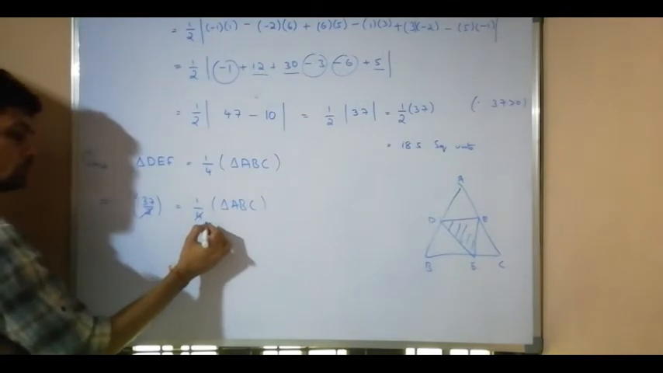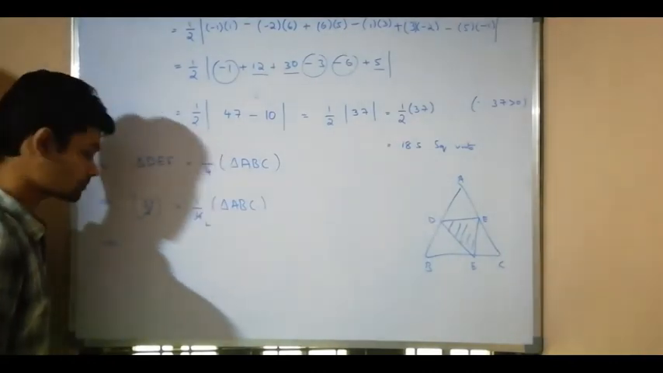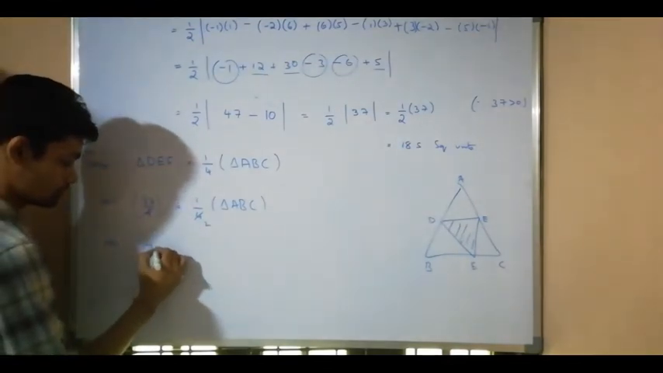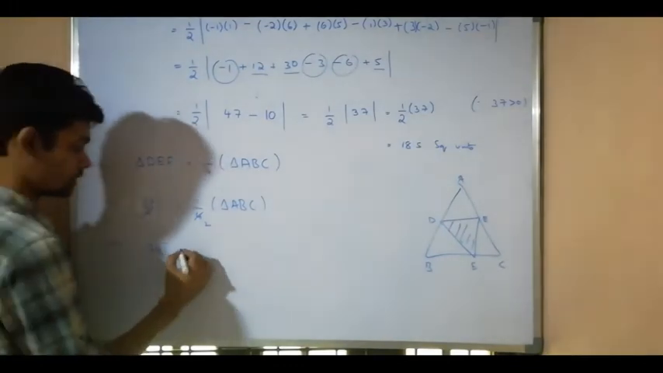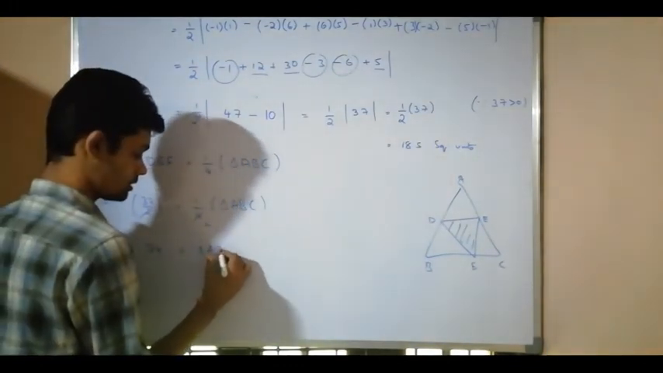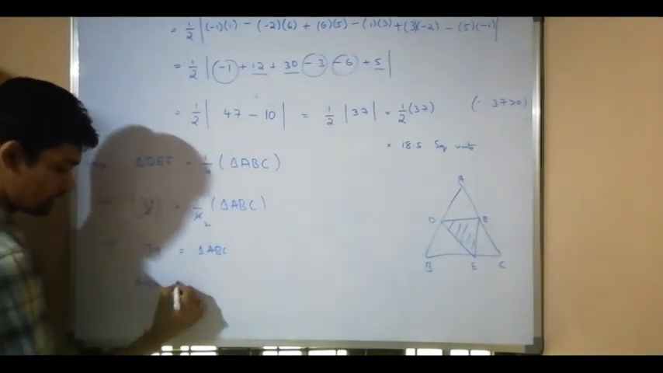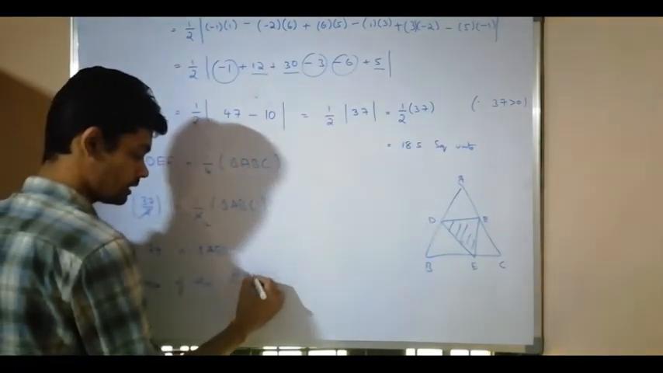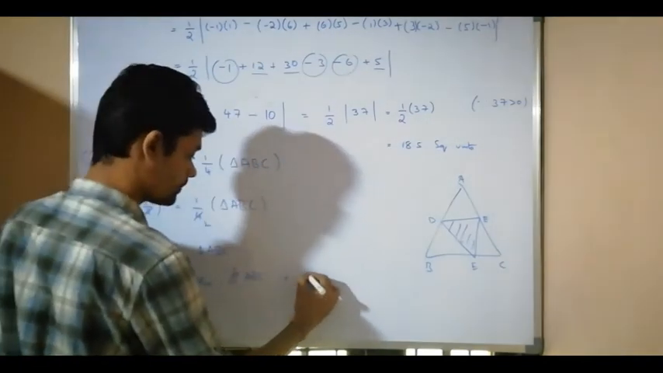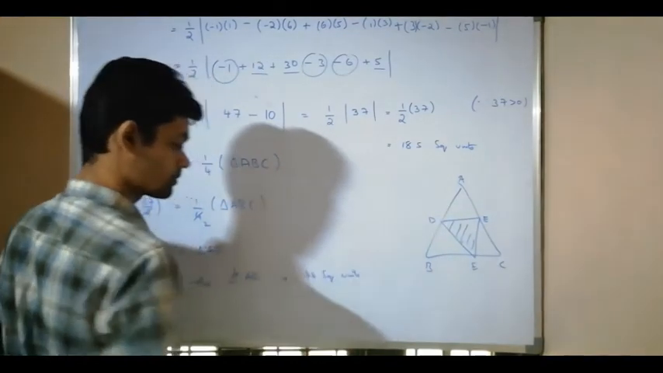2 ones are 2, 2 twos are 4, 37 into 2 is 74 is equal to, therefore the area of the triangle ABC is 74 square units. Now the area of a quadrilateral.